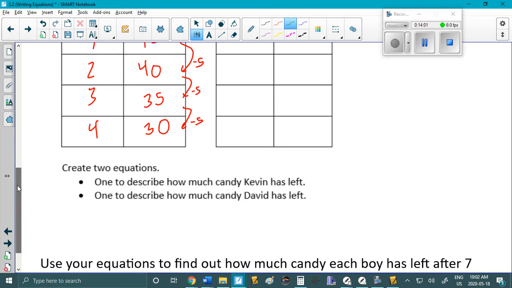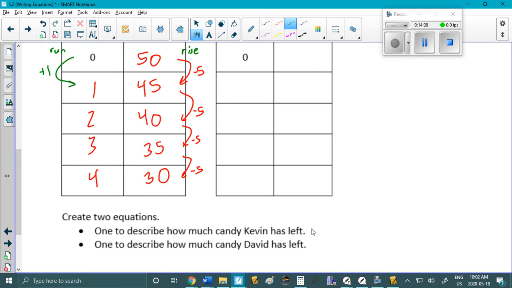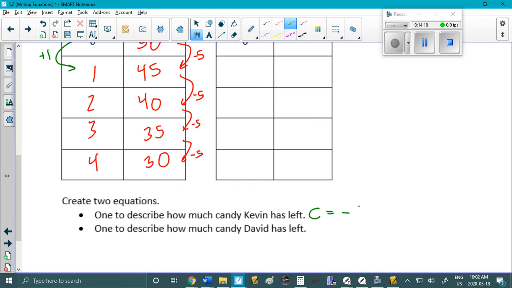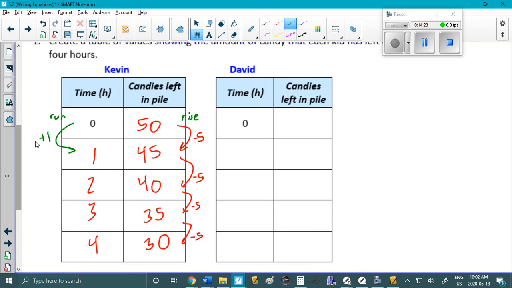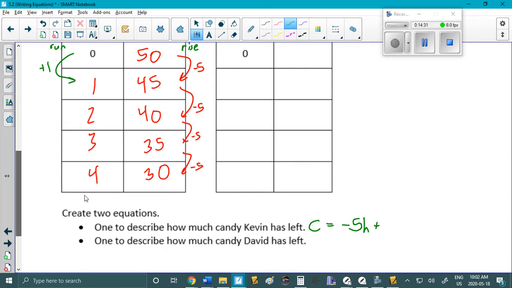So create 2 equations. So let's do Kevin's. So for Kevin, our y is candies left, so let's say candies equals, and now we do our rate of change, which is going to be negative 5 over 1, which is just negative 5, so negative 5, and then our x in y equals mx plus b is time in hours, let's say h for number of hours, and then plus the initial value. Kevin starts with 50, so plus 50. I'm going to leave David's equation to you.